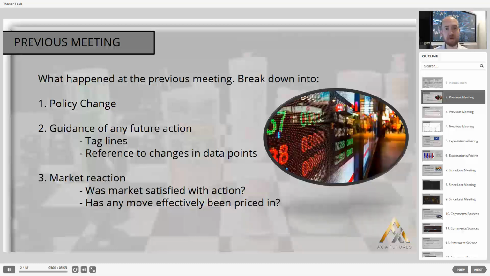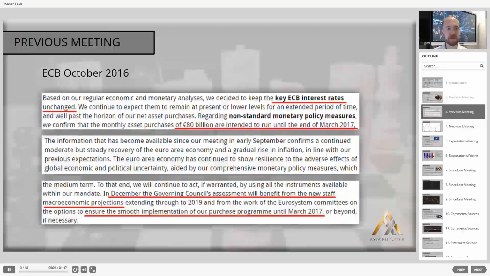So moving on. What happened in the last meeting? Let's have a look. So the previous meeting in October 2016. This is the statement from the ECB. You can get all of these statements on their website, and I'll leave a link for you to go and have a read through some of these statements. What you'll notice is a distinct pattern in the way that the statements are constructed, certain words that are used, certain lines and phrases. And we'll come on to this a little bit more when we do the individual central bank drills with specific trades relating to certain elements of central bank policy.